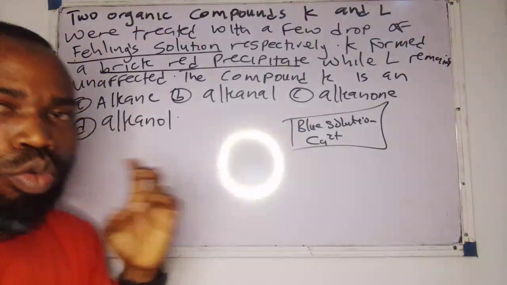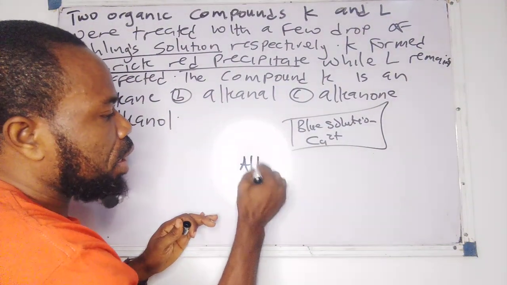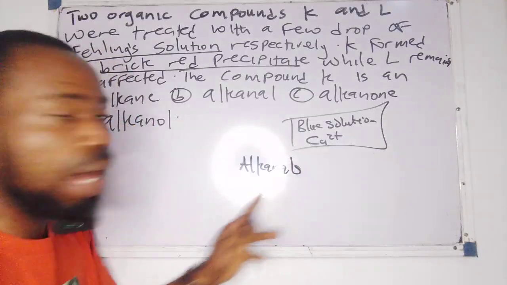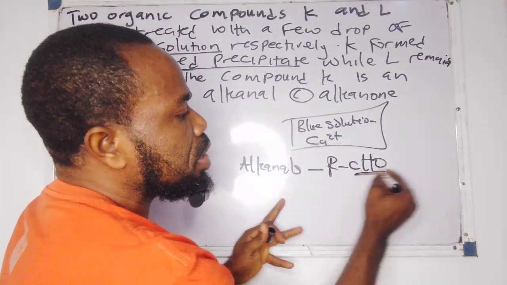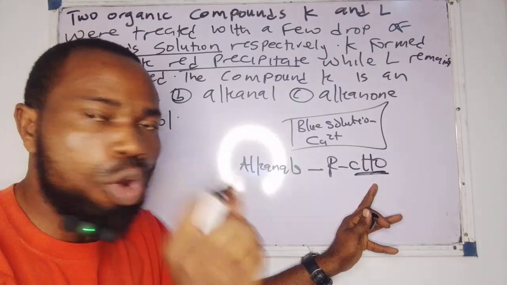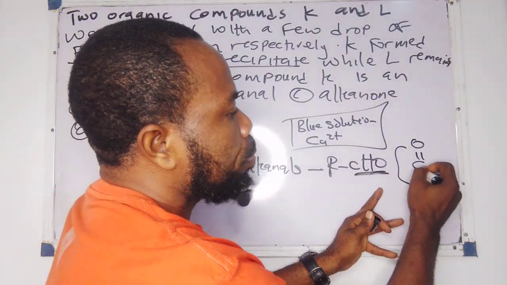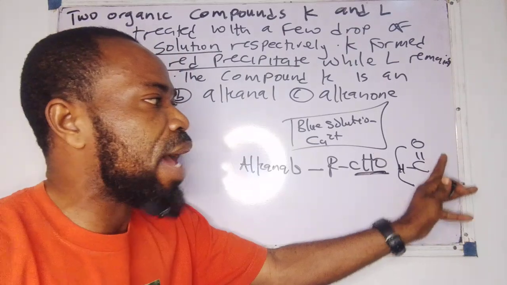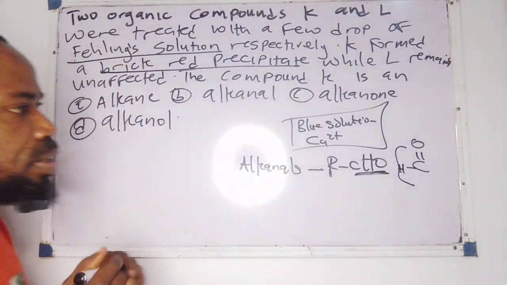Now Fehling's solution is usually used to test for alkanals. Now what are alkanals? Those that have the aldehyde group, that is the CHO group. Now, for knowledge sake, you should know that this CHO group can be represented as C double bond O, then H. That means I have a carbonyl group attached to a hydrogen.